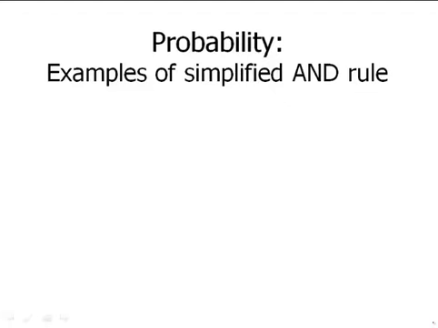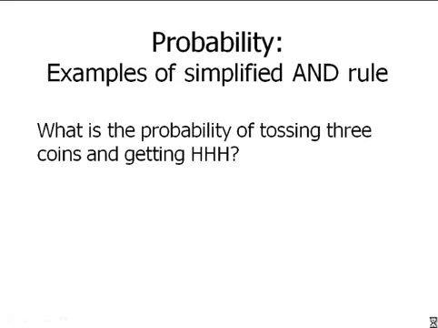In the last video, we learned about the simplified AND rule. AND just means multiply when we're dealing with independent events. So in this video, we're going to look at some examples of this.